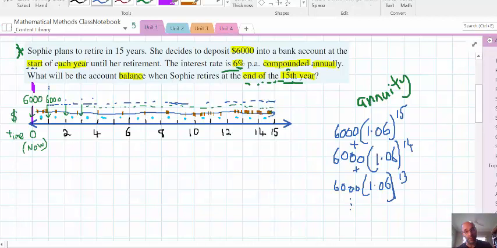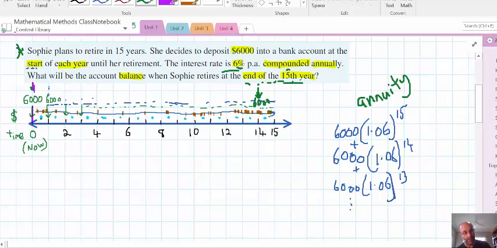So where does that end? At the start of each year, she puts those groups of 6,000 in. When will the last one be put in? The first time is at 0, so the last one would be at 14. That would be the last chance to put in that 6,000, the last time it's put in.